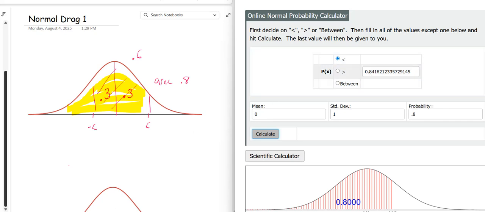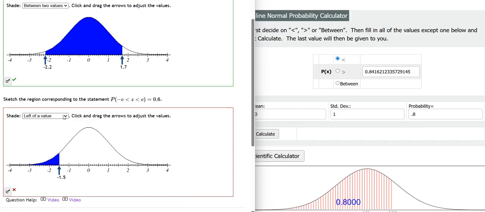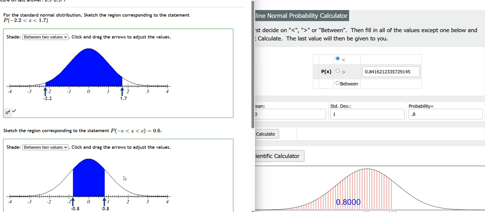So on my picture, let's go back to the problem. I'm going to sketch between two values, and I'm going to want positive 0.8 here. Whoops, positive 0.8. And over here, I want negative 0.8. Submit, and there you go.